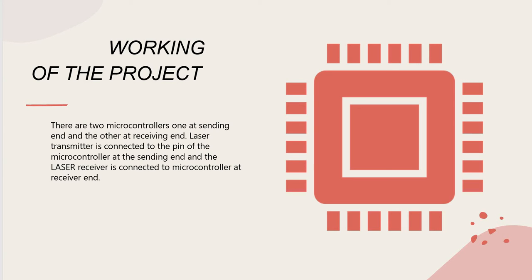When a person wishes to send data, the microcontroller makes the laser transmitter send the frequency corresponding to the data, and at the receiver end that frequency is changed back to the original data, which is displayed on the LCD connected to the pin of the microcontroller. In this way, the function of transmitting the data through laser transmitter and receiver has been completed.